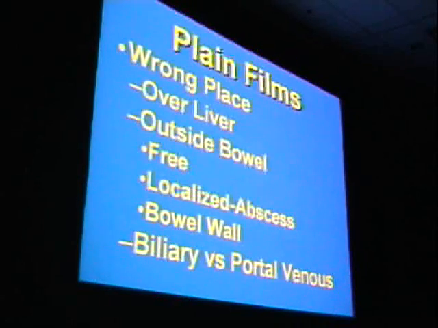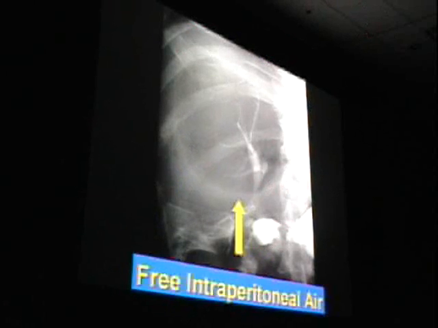Over the liver, outside the bowel, localized, portal venous versus biliary. Nobody's going to have any trouble recognizing that gas bubble right there. That tells you this patient has pneumoperitoneum. Very, very important point: look at the right upper quadrant on every single film. The reason is we shouldn't see any air there at all.